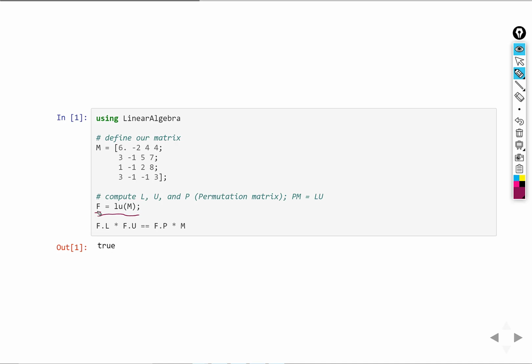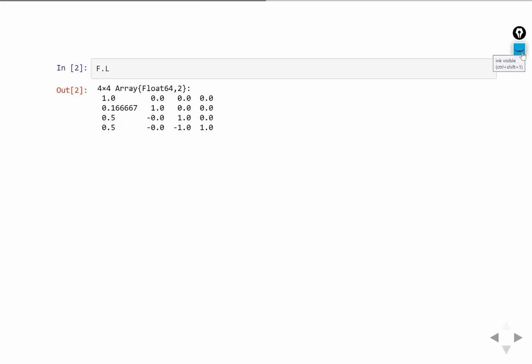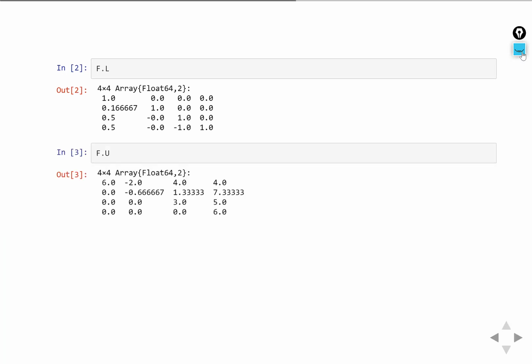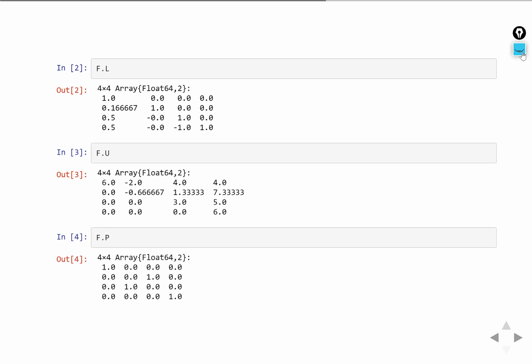Notice that f is a structure. It has different fields. We have L, f.L, U, and P. L is the lower triangular matrix, U is the upper triangular matrix, and P is the permutation matrix. In general, we have P times M equals LU. And we can verify that L times U equals P times M in the last line. So we see L is a lower triangular matrix, U is an upper triangular matrix, and P is our permutation matrix.